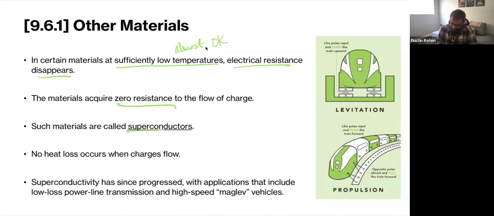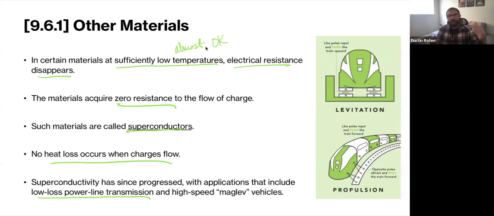Yeah, with these superconductors, there's no heat loss. They don't heat up when charges flow. So you pretty much get all of the energy you put in. You don't lose any to heat. So they're wonderful things, but you have to keep them at very low temperatures. With superconductivity, you get applications like low-loss power line transmission, where you can transmit more power to homes and stuff without loss due to heat.